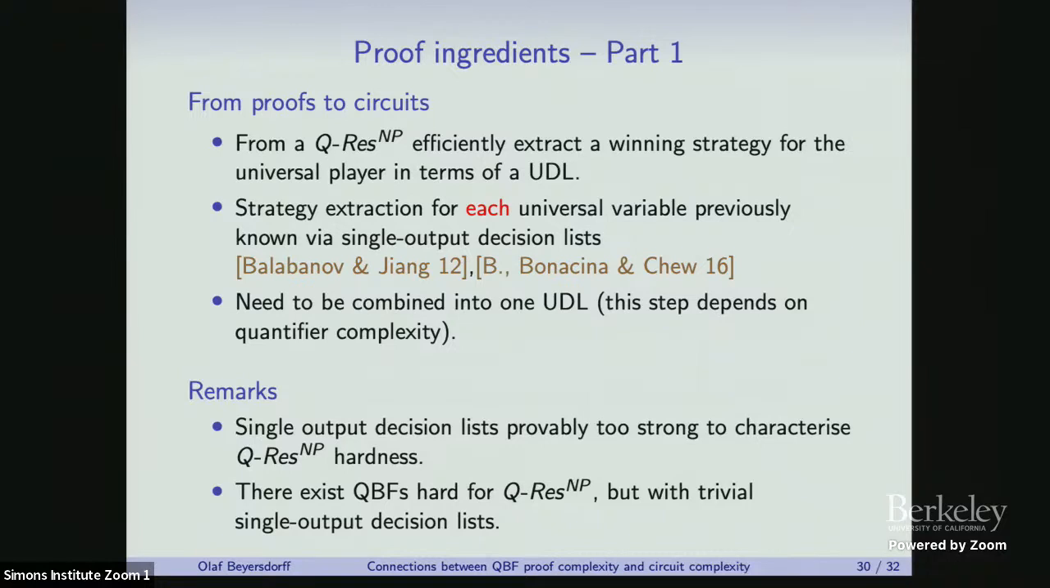Okay, so I have just a bit on the proof. One direction is again strategy extraction that I explained before. Here you go from proofs to circuits. You have to combine these strategies into one UDL, and this is where you get a blow up. This is what depends on the quantifier complexity.